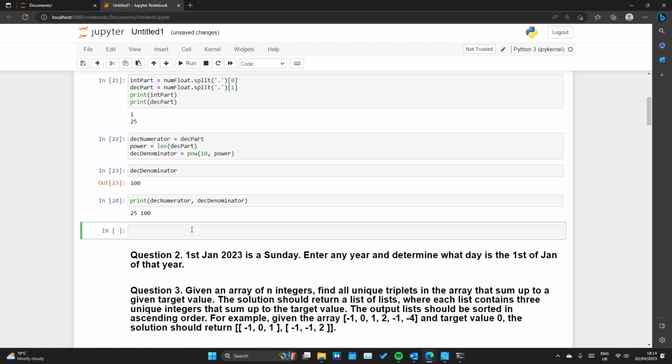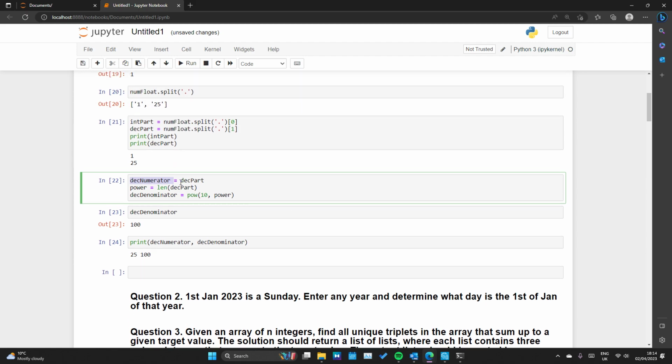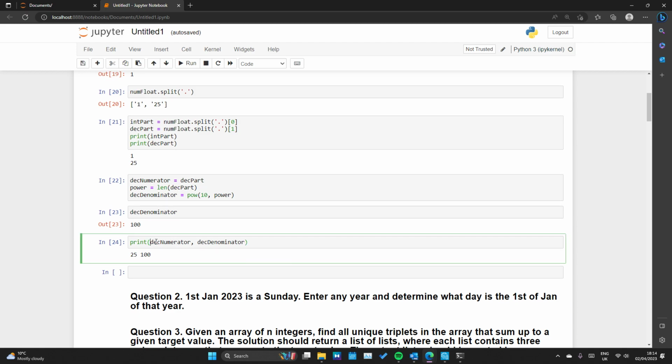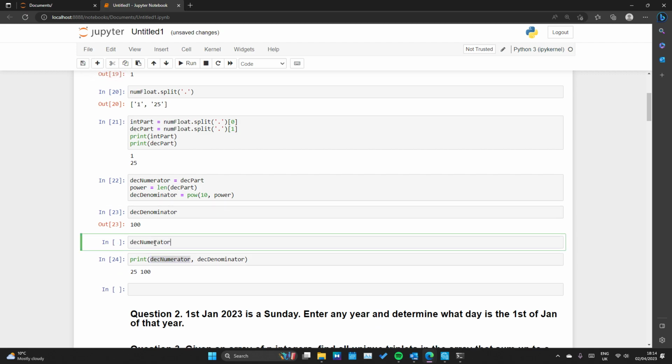Now first thing is, we know that decimal denominator is an int, but decimal numerator is actually data type string, because we got it right after splitting the string. So we need to convert this decimal part into an integer first. We need to convert this decimal numerator into an integer. The easiest way to do that is take this number and just use the int function. So this is equal to int, and it will convert the string into an integer, and we can verify that.